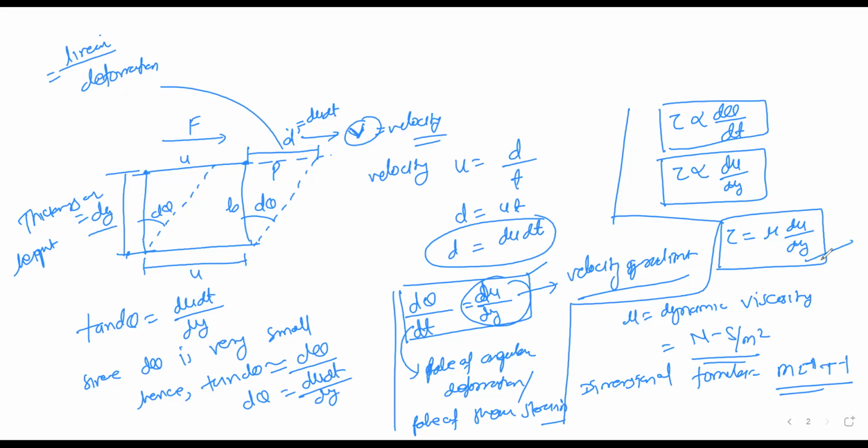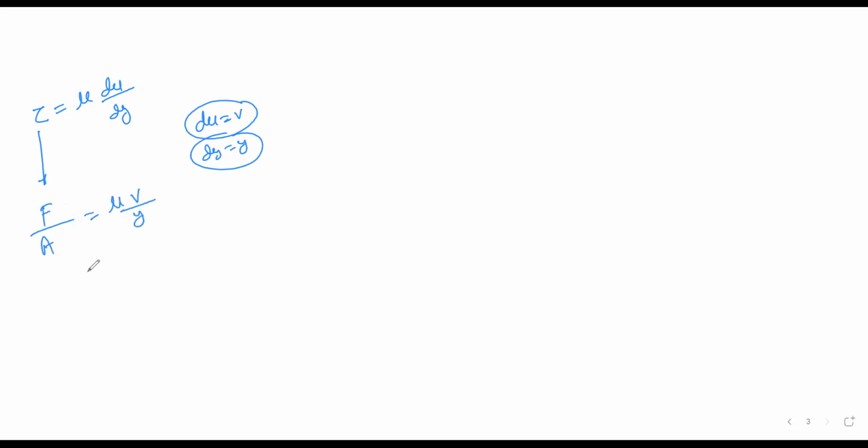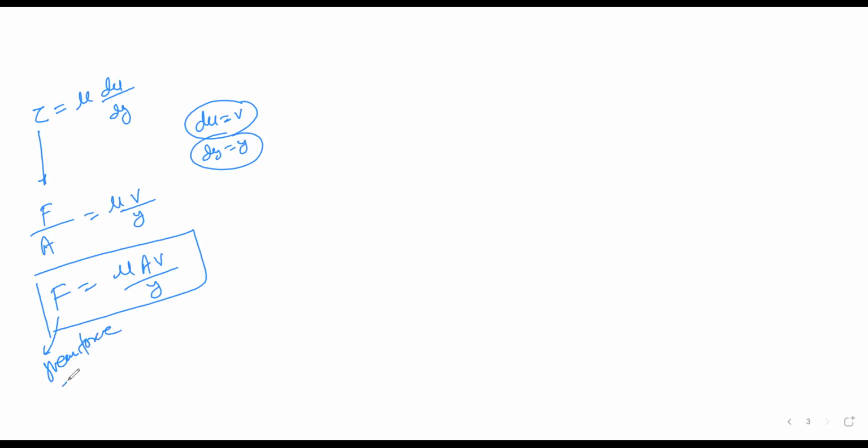So this is important. I'll go to the next page here. Tau is equal to mu into du by dy. If you assume that the change in velocity is v and the change in thickness is y, and the shear stress is F by A, then F by A is equal to mu into v by y. So the shear force is given as mu A V by y. It's a very important result to find out the shear force.